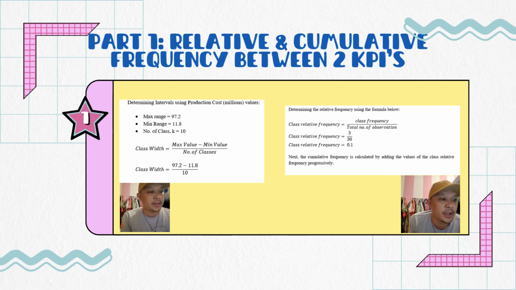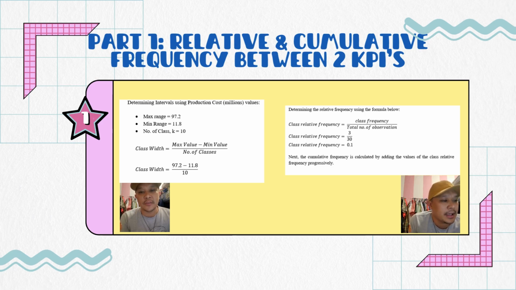Determining the range using max value minus minimum value, then listing the production cost and profit margin for each company. The range is 97.2 minus 11.8, and then divided into 10 classes, so the class width is 8.4.